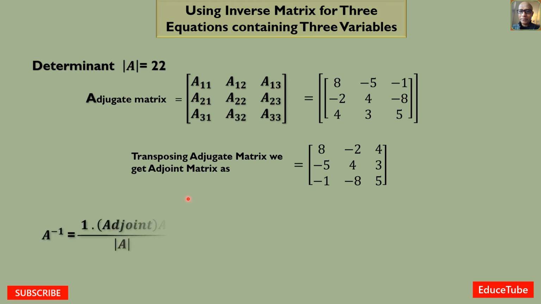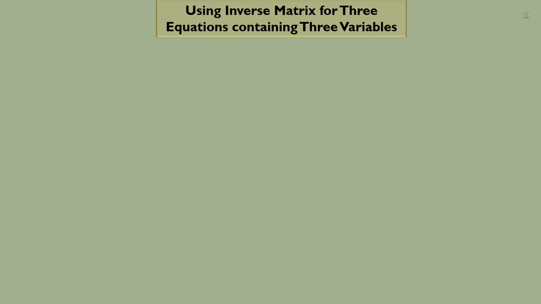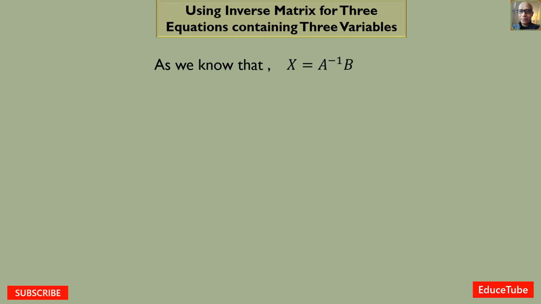It is needed for us to find the A inverse, I mean inverse of A matrix. How we will find it? We will take adjoint matrix A divided by determinant A. So already we got determinant 22, 1 by 22 because it is division, and this is the adjoint matrix A. So multiplying this we get this value. Now we will use this. As we know, X = A inverse B.